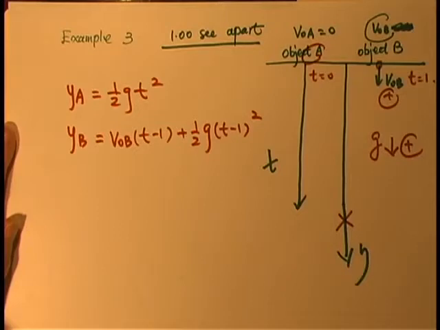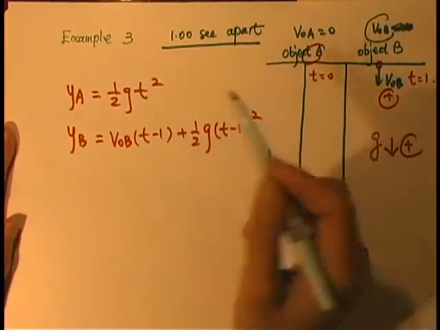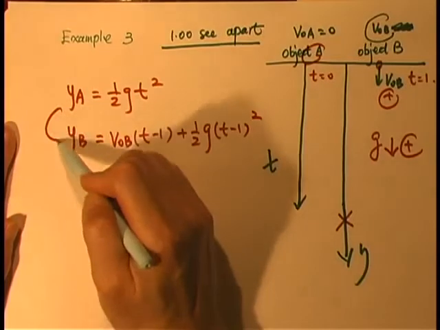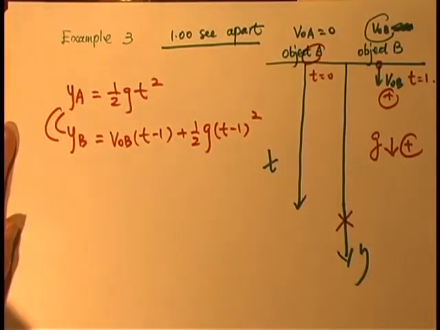Obviously our t has to be more than 1 second because this has to be a positive term. So if we want B to catch A, we can have them equal. So we have one equation. But we do have t and v initial B unknown.